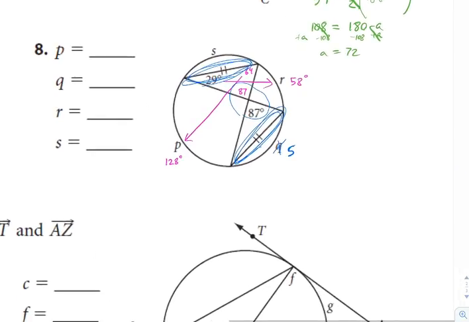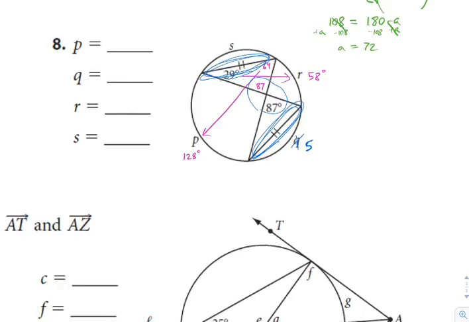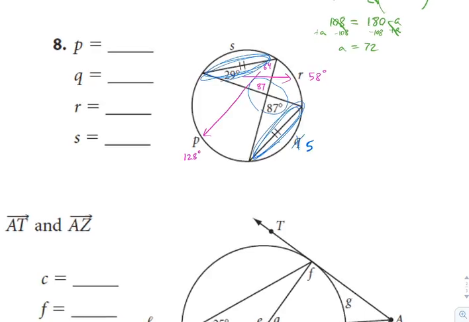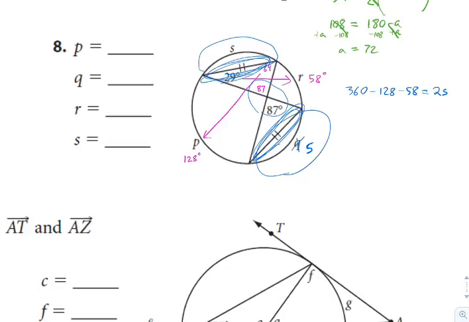But rather than go that way, I'm going to go with my easy plan of these add up to 360. And again, you're allowed a calculator here. So all you do is off to the side, go 360 minus 128 minus 58. And that's equal to the two S's, because there's two S arcs, right? I'm saying it's equal to this and this that's left over.